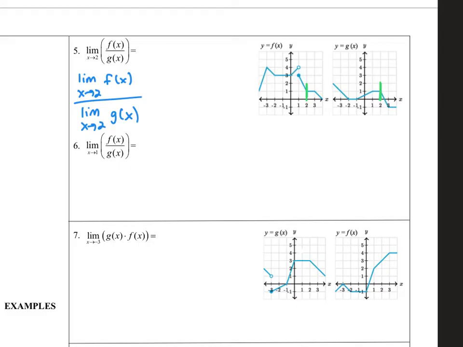It looks like on f, my limiting value is 1. And on g, it is also 1. So this just becomes 1 divided by 1. So my final answer here is just 1.